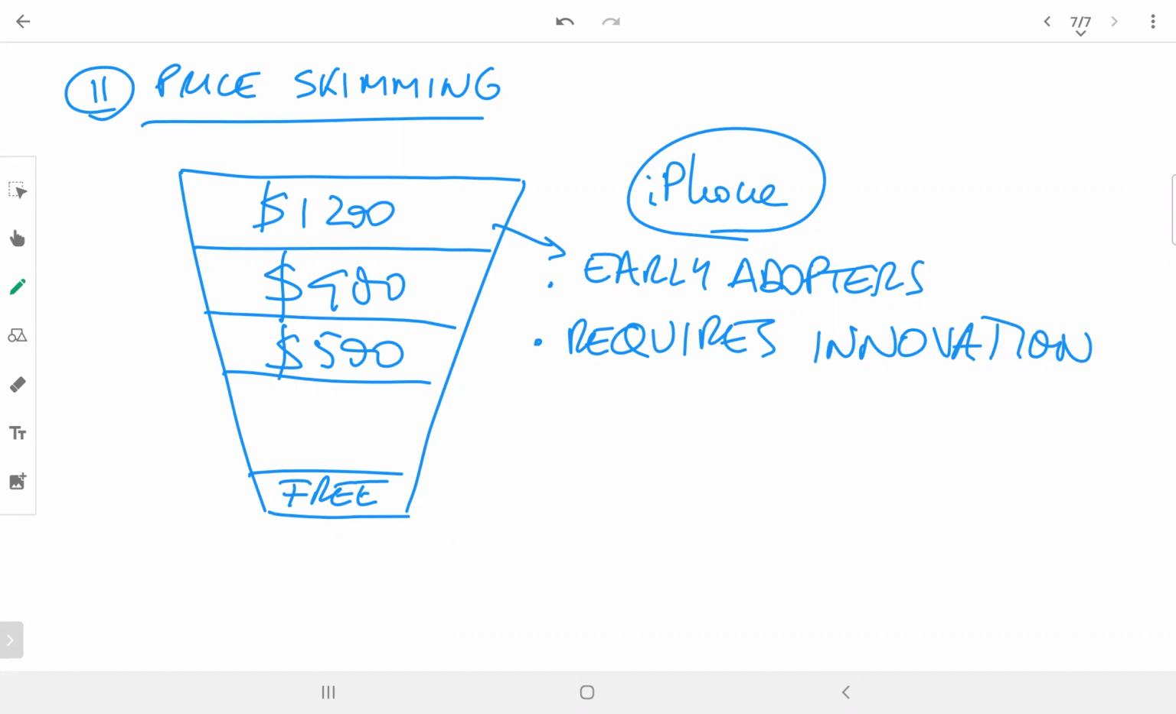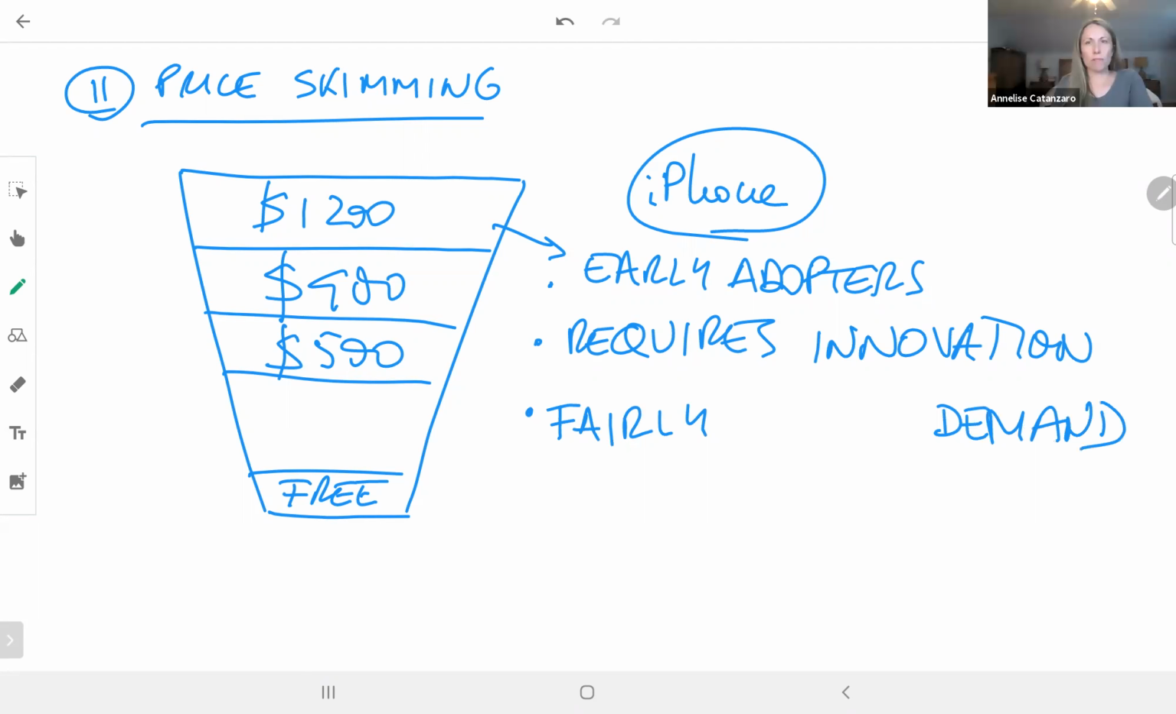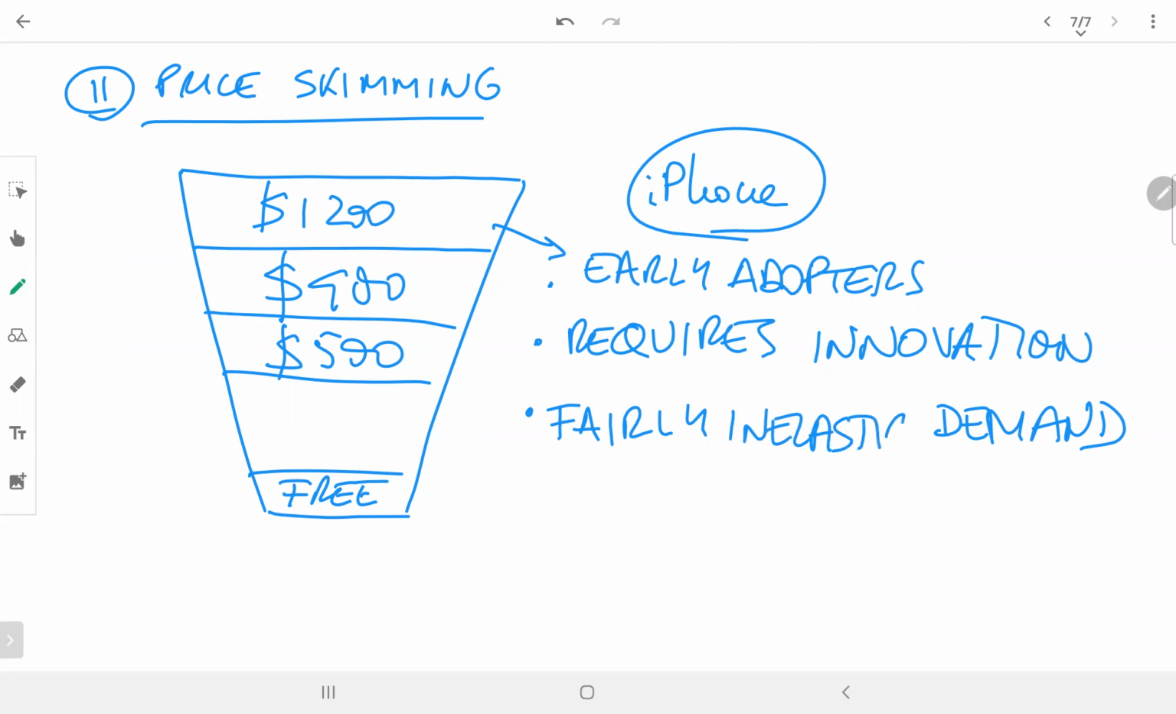And this works. What do you think the demand will be, fairly elastic or fairly inelastic? Demand of the early adopters, you mean? Yeah, to be able to apply this, to be able to charge very high prices. Inelastic. Inelastic, very good, fairly inelastic. You have to have a powerful brand, you have to have a loyal following, etc., etc.